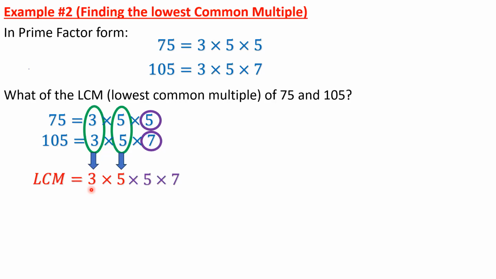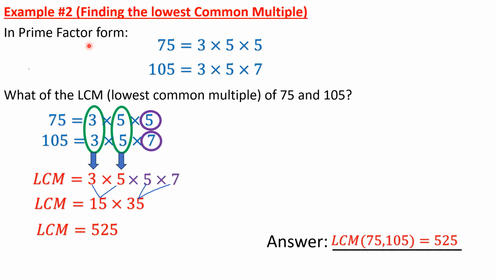So let's go with 3 times 5. And what is 3 times 5? 15. Very good. And then 5 times 7, that's going to be what? 35. Okay, so when we multiply 15 by 35, what do we get? We get a big number. What did you get, Malia? 525. And so that means that the LCM of 75 and 105 is going to be 525. Good.